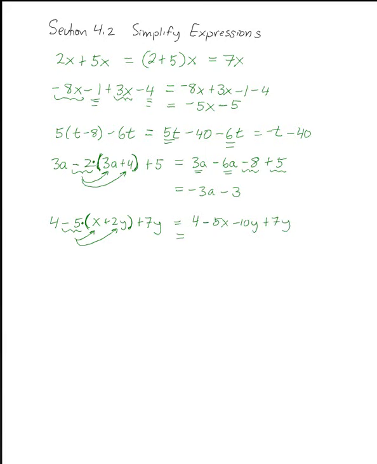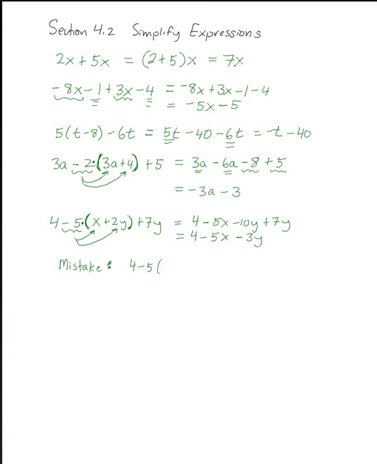Combine up my like terms. There's not a lot of them. I've got a 4, I've got a minus 5x, and then I have two pieces with y's. So I put those together, minus 3y. Now let me show you the common mistake I will see students make on this. So this one's going to be a mistake. It's going to be wrong. Don't do it this way.